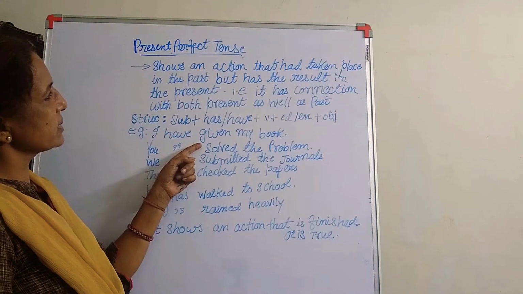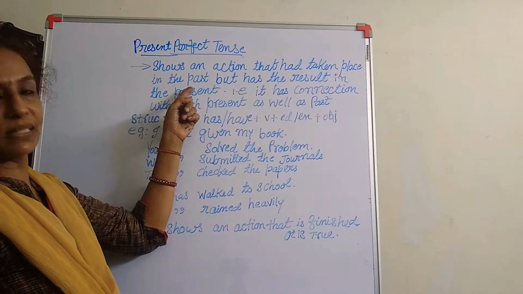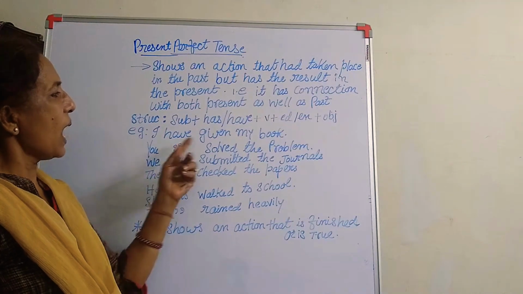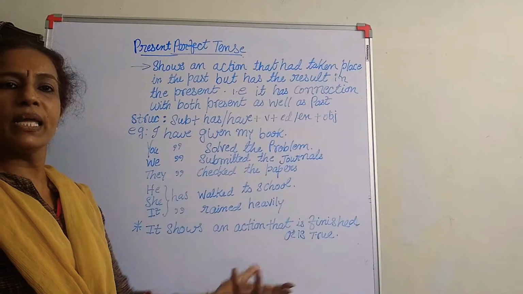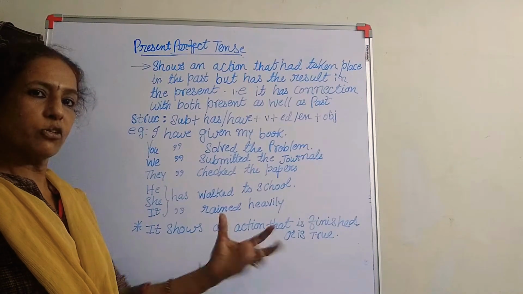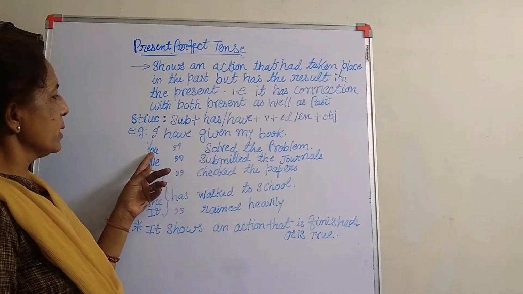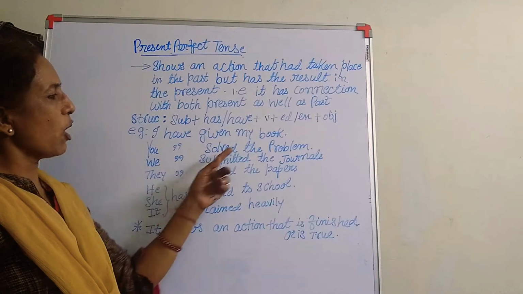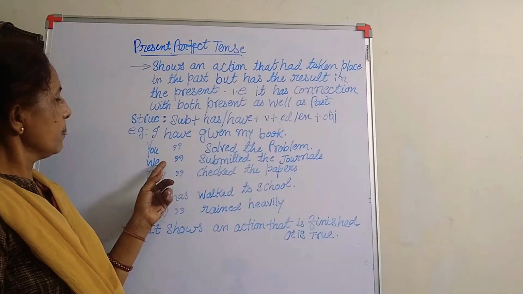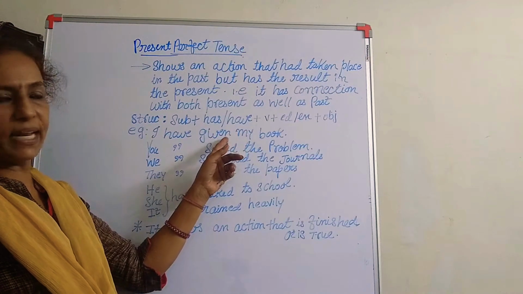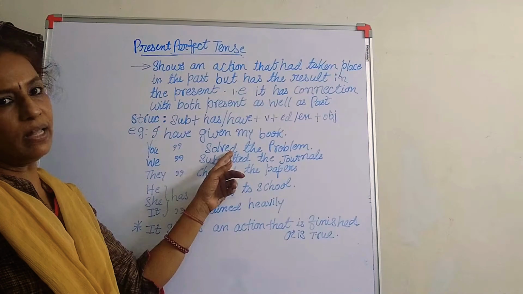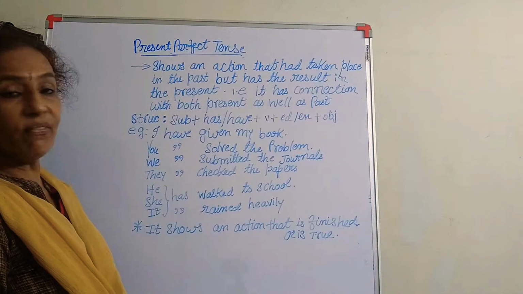So this action has taken place when? In the past. And the result, what result we can give as a conclusion: I have given my book but he has not yet written. Okay, so that could be the result. Or if you are taking you, then also the same: you have solved the problem. Okay, then here we had en. In the second sentence, what is the V3? That is solve, and solve plus d we have added.